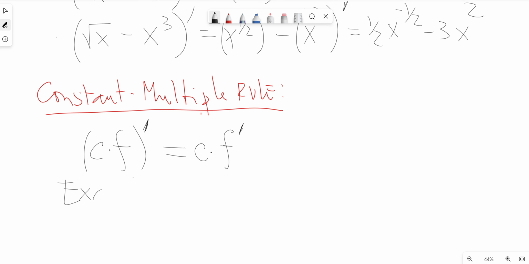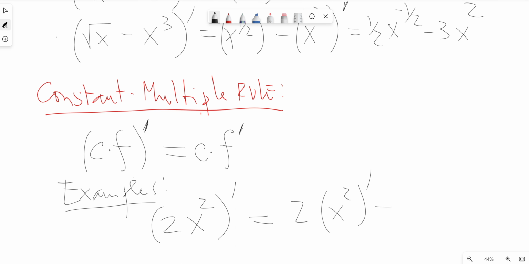A few examples. So if I need the derivative of 2x squared, that will be 2 times the derivative of x squared, which is 2 times 2 times x to the power 2 minus 1. I end up with 4x as my derivative.